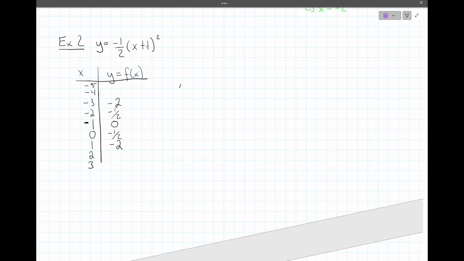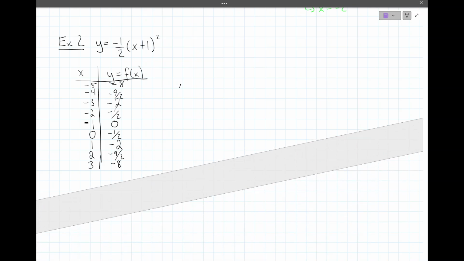Let's look at what negative 5 is. Negative 5 plus 1 is negative 4. And negative 4 squared is 16. 16 divided by negative 2 is negative 8. All right. And 3 will also be negative 8. 3 will be 4 squared. Let's just try 2 and get negative 4 by symmetry. 2 plus 1 is 3. 3 squared is 9. This will be negative 9/2 or negative 4.5. Right, so negative 9/2. So this is for sure opening down.